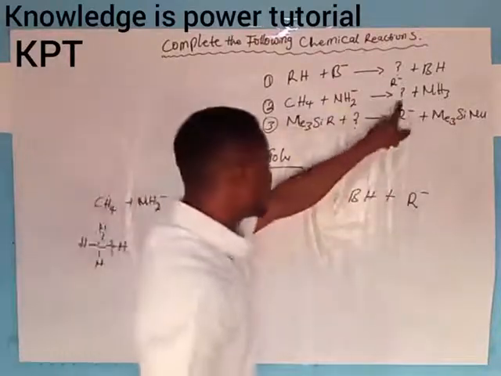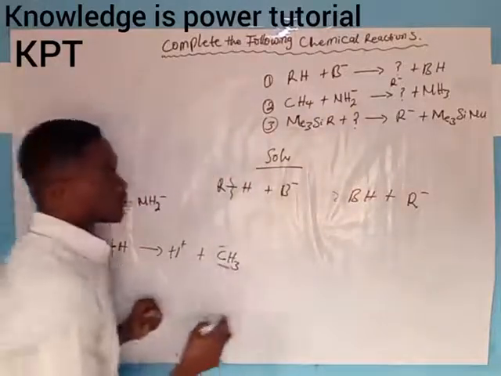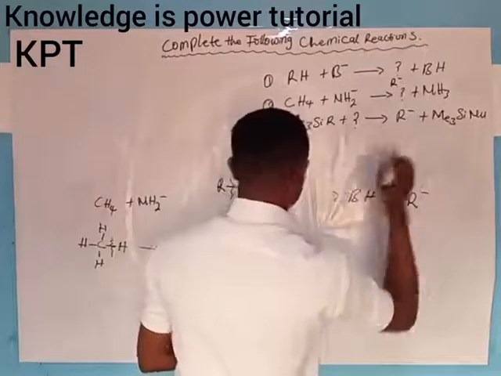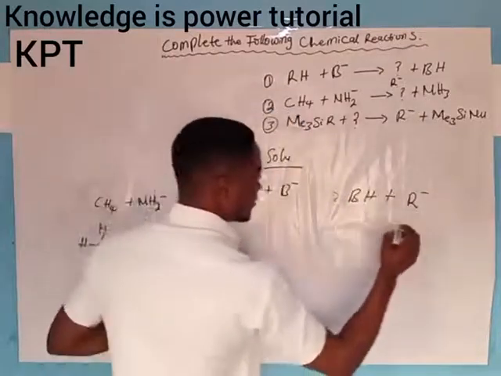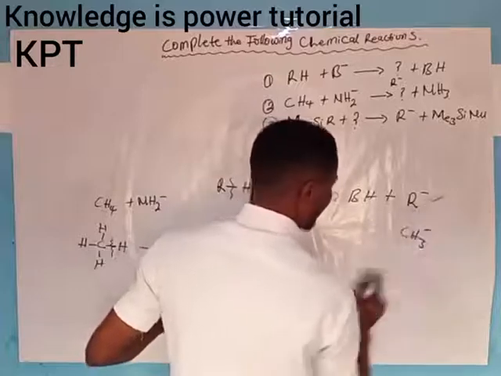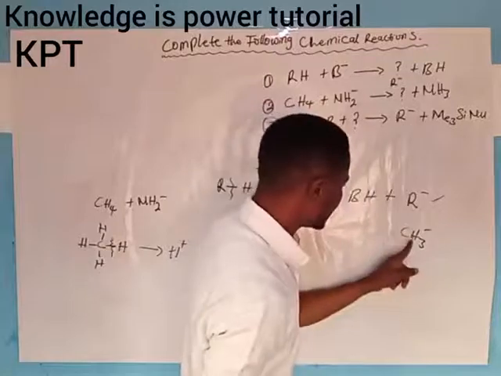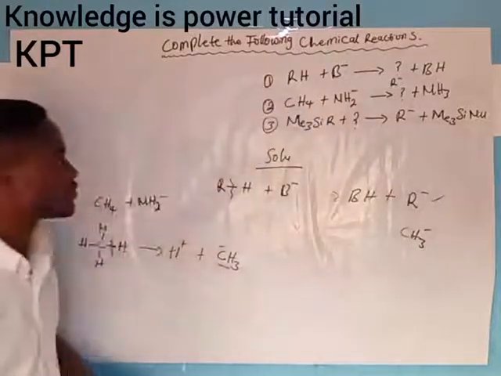So what exactly will be here? What will be remaining here is nothing but CH3 minus. So what I will have here is actually CH3 minus. Remember the first one I have R minus, which is here. Then the second one I have CH3 minus. Okay, quickly, finally to the last one.